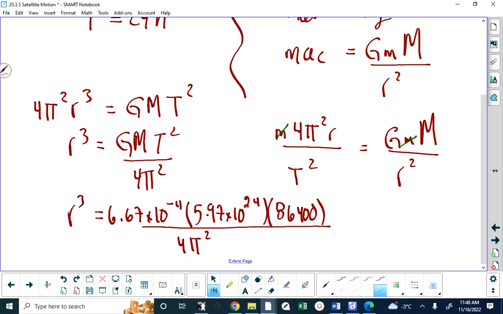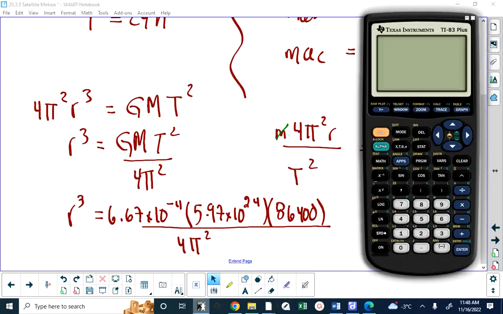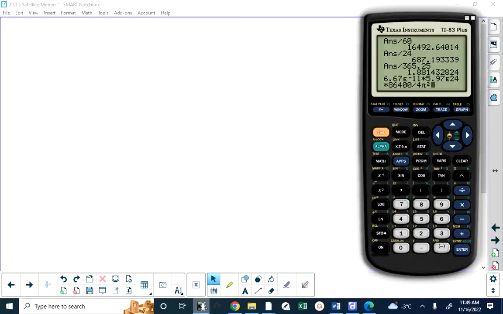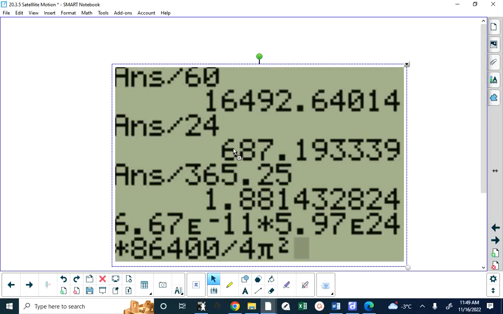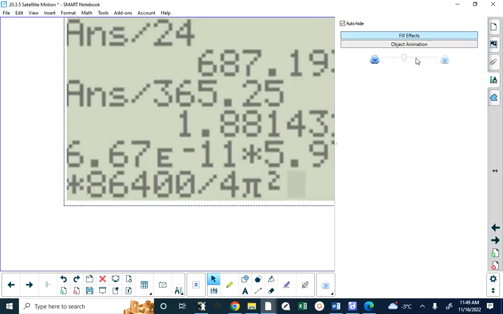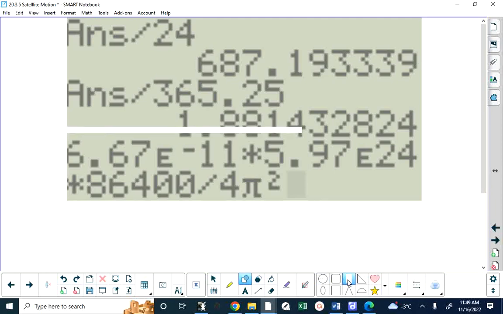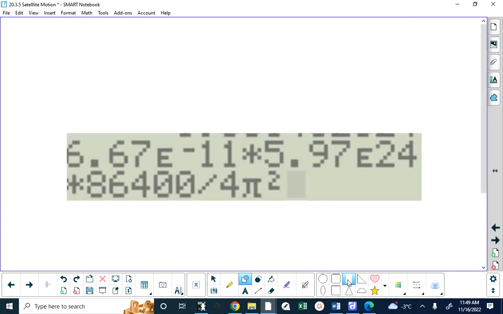I want you to please follow along carefully up here because I have an important point to make. 6.67 times 10 to the negative 11 times 5.97 times 10 to the 24 times 86,400 divided by 4 pi squared. Why is this going to give me the wrong answer? I'm not talking about the fact that I still have to cube root it. There's something else here. What's wrong with what I've entered? Jay?